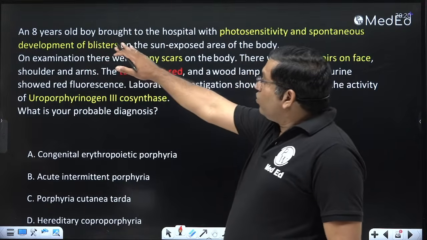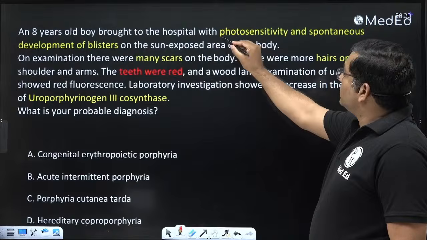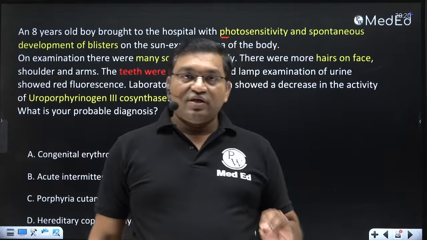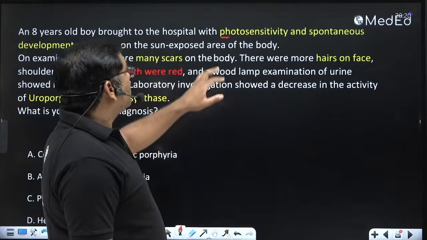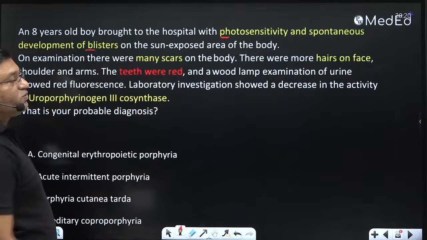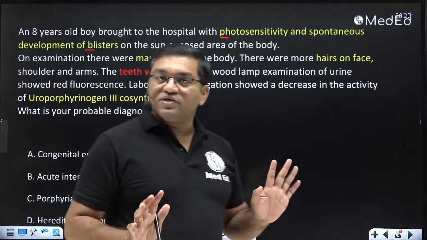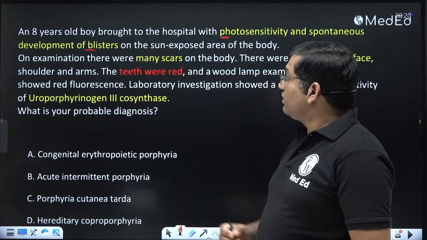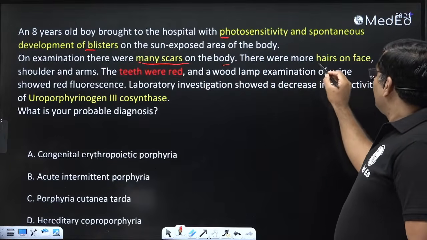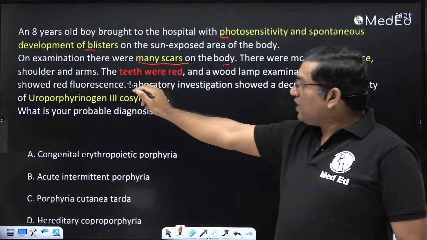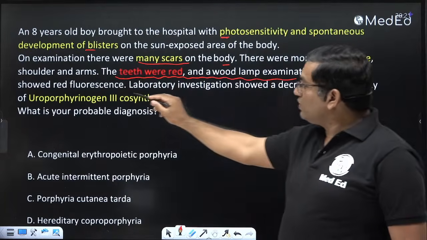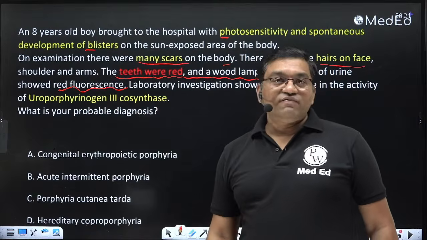An 8-year-old boy was brought to the hospital with photosensitivity. Photosensitivity means it is not acute intermittent porphyria. Photosensitivity and spontaneous development of blisters on the sun exposed part of the body. On examination, there were many scars on the body, more hair on the face, shoulder and arms. The teeth were red, and Wood's lamp examination of urine showed red fluorescence.